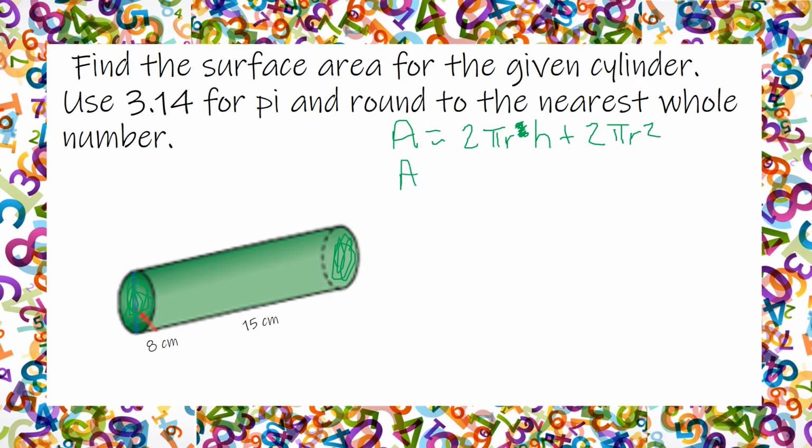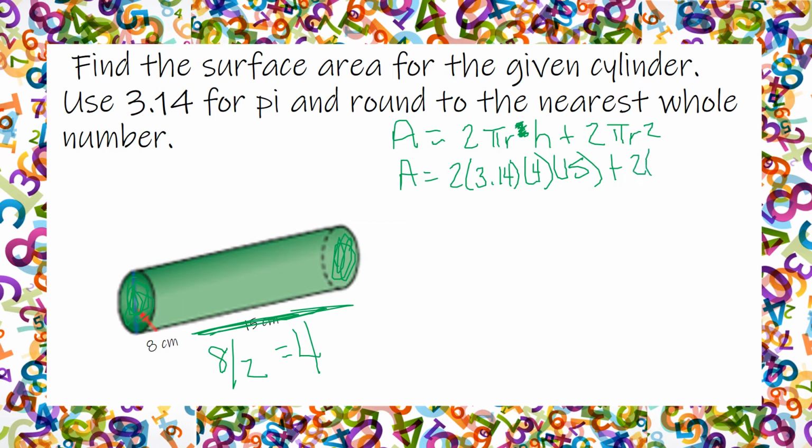So I'm going to plug in what we know. We've got 2 times pi times the radius. Well, we don't have the radius here. That line goes all the way across. So I have to divide that by 2 because the diameter is 2 of the radii. So I'm going to put a 4 here. And the height, how tall is this thing? That's 15. And then 2 times 3.14 times 4 squared. The hardest part is just plugging it in.